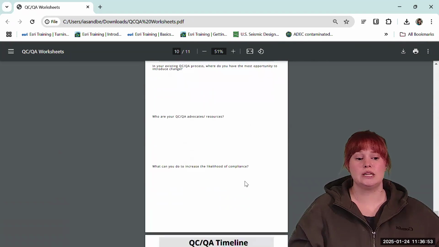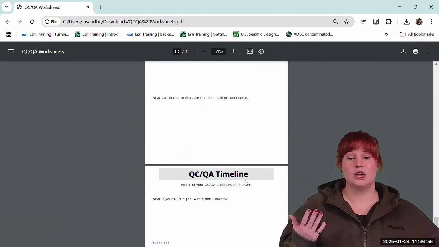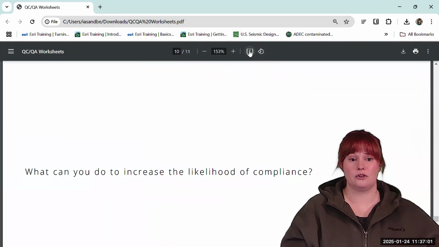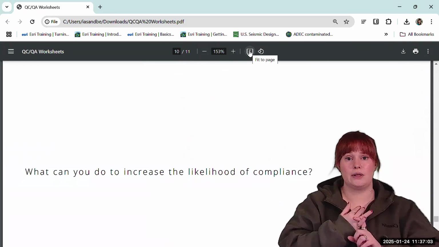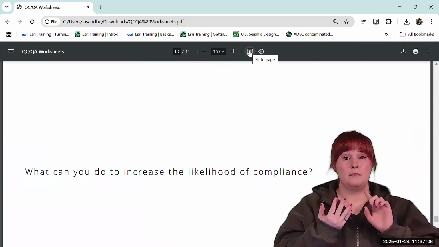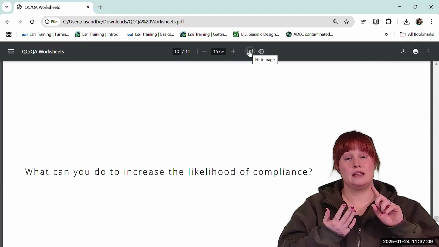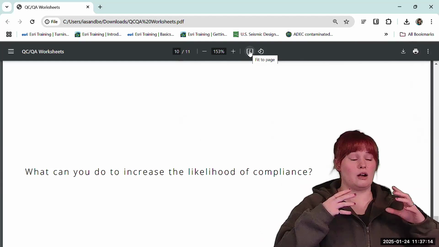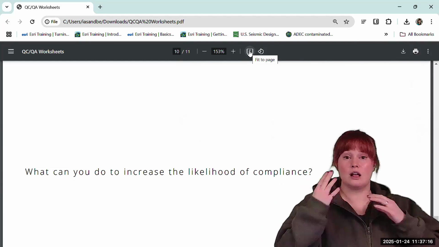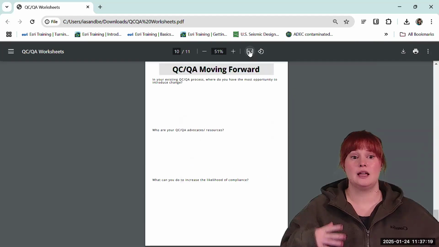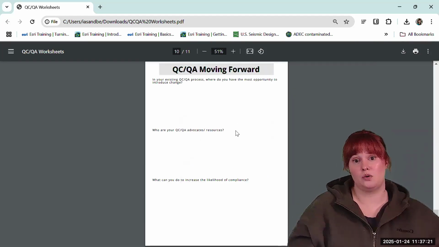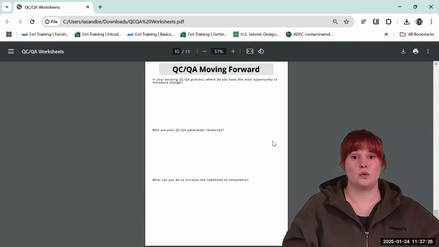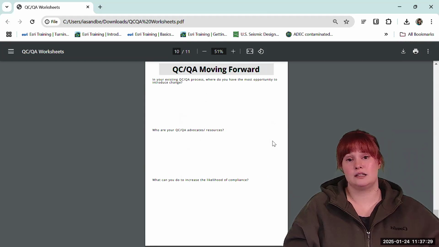So then what can you do to increase the likelihood of compliance? What can we do in terms of making this easy for folks? Increasing the likelihood of compliance means making the tools easy to use, making them easily accessible in terms of where they are saved, and the technology that you're using. All of those pieces are going to increase the likelihood that people are going to be compliant, because if you make a tool hard to use, it's going to be less adopted.